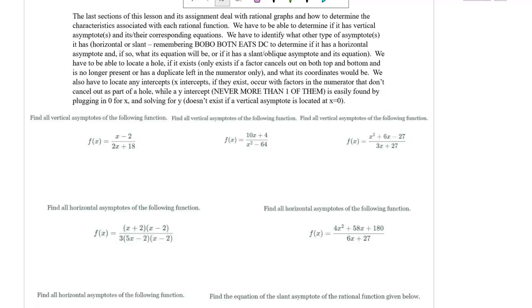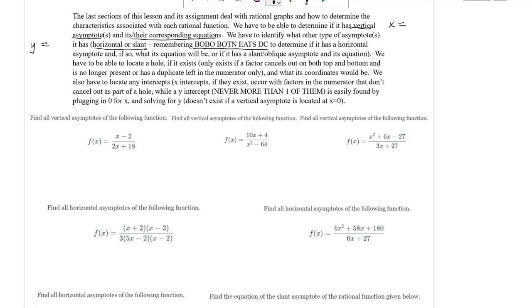attributes or characteristics that we don't have in other functions that we do have in a rational function. We have to be able to identify if it has vertical asymptotes and what its equation would be. And vertical asymptotes always start with x equals. We also have to identify what other types of asymptotes it can have, horizontal or slant. They start with y equals. If you remember back from Algebra 2, we learned the acronym that's ridiculous, BOBO BOTN EATS DC.